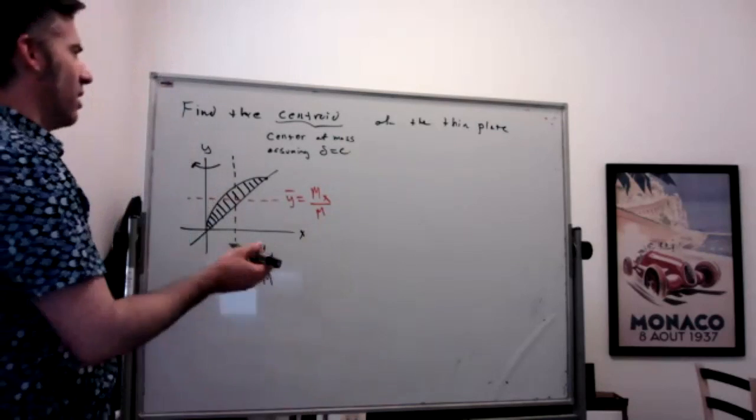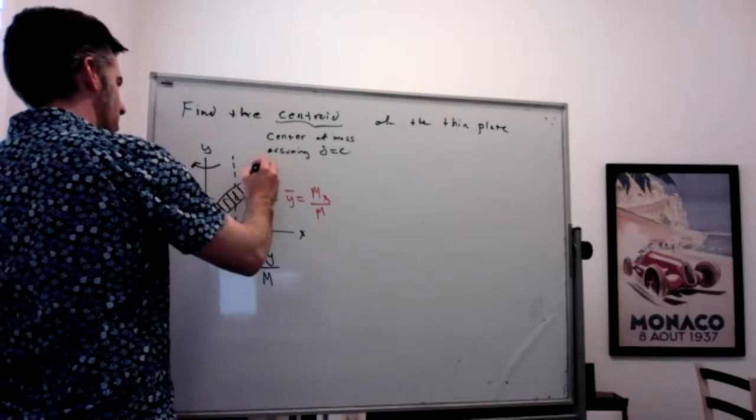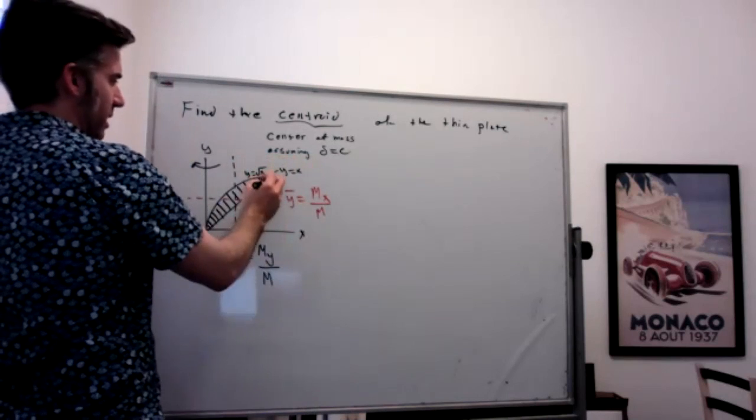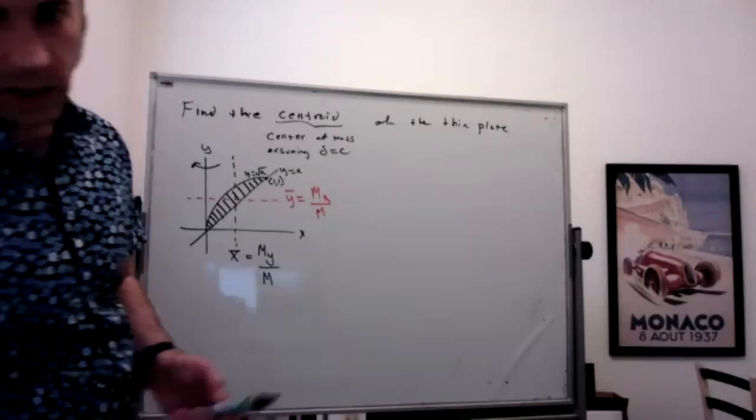Oh, and we should first identify the functions. This is y equals root x. This is y equals x, which clearly intersect at (1, 1).